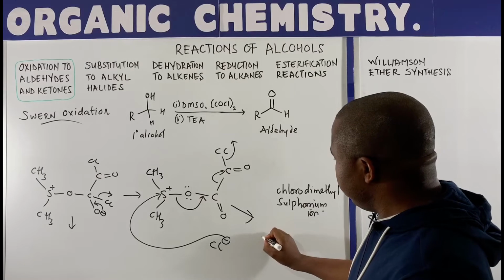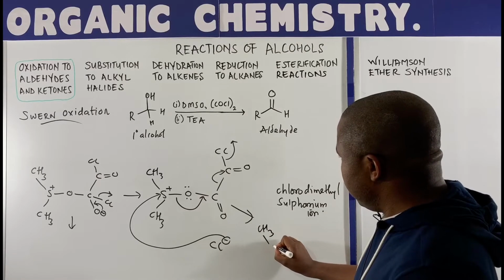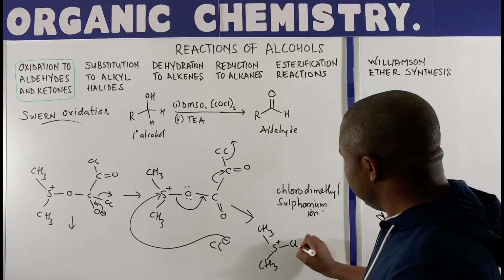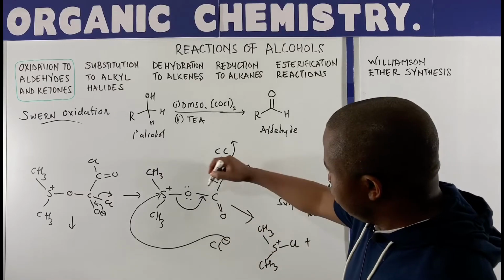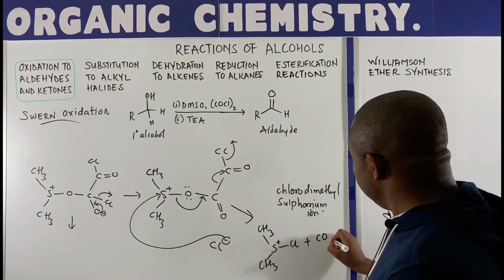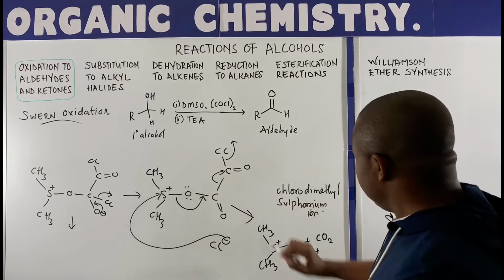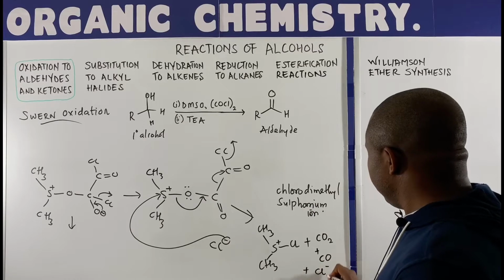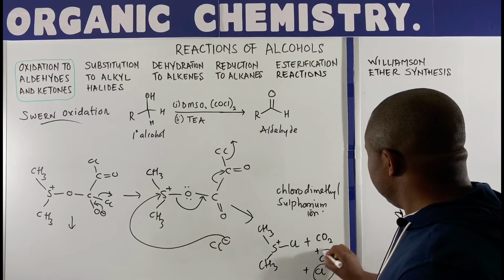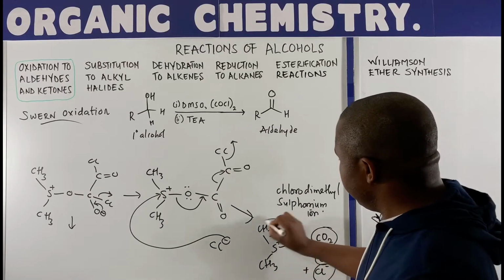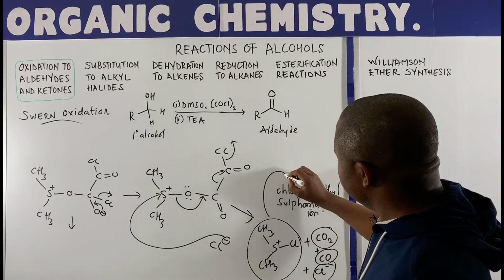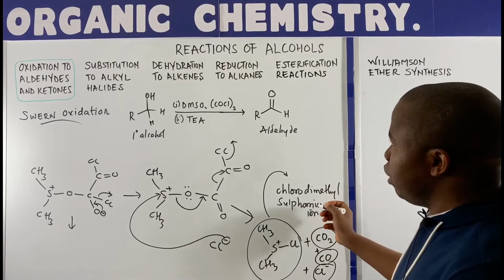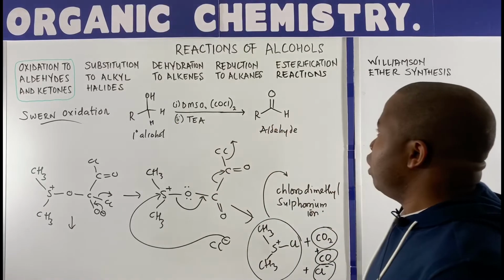So we're going to have this CH3 S plus CH3 Cl, and you can see that we also form CO2 in the process, plus CO plus Cl minus. So we form this, and this, which is what we're really interested in, the chlorodimethyl sulfonium ion. It's the one that we then react with this to form our desired product.